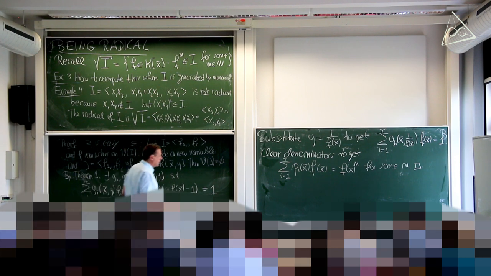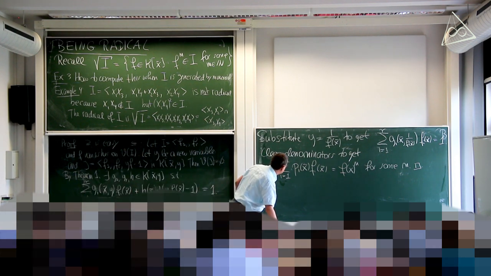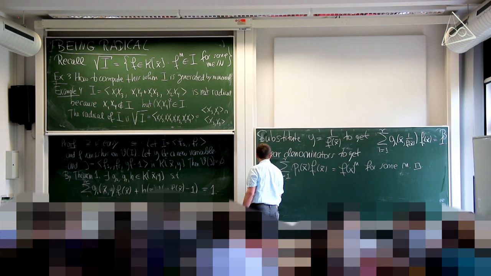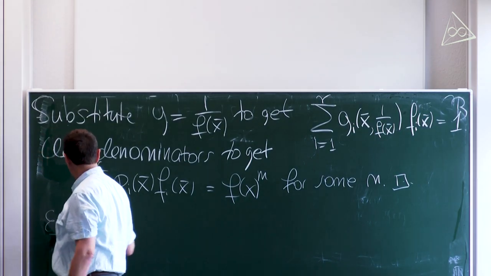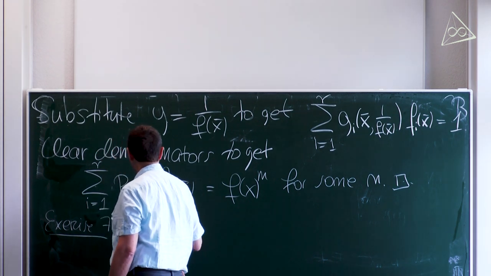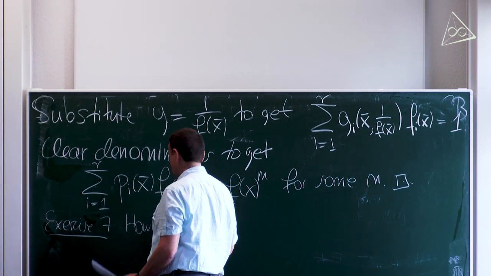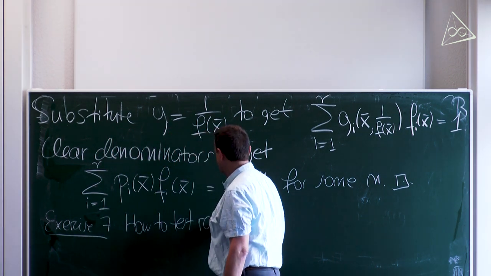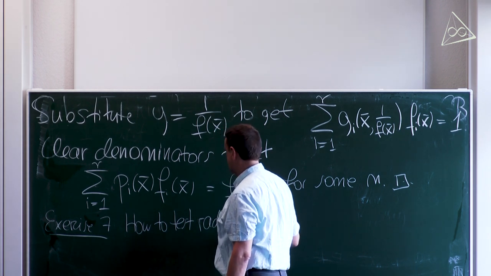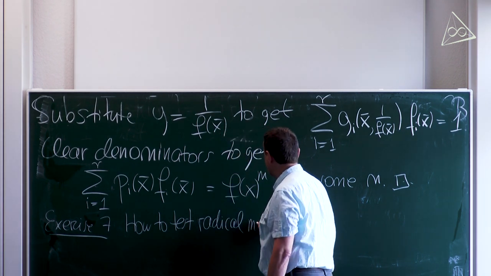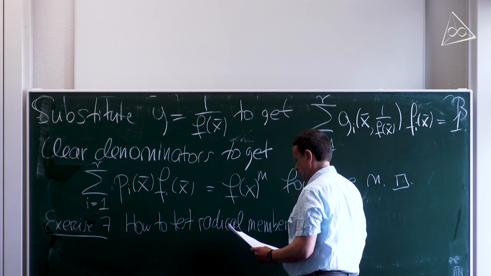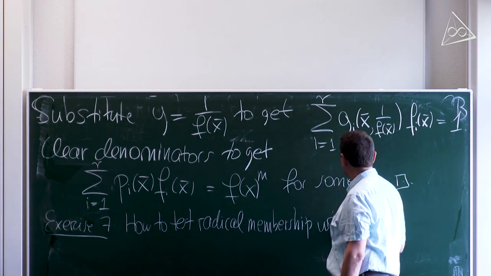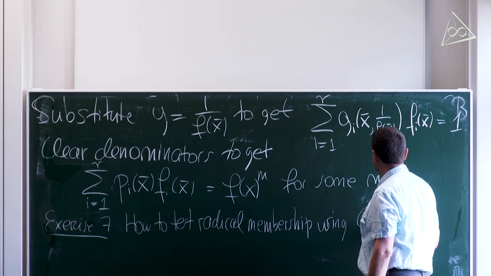Okay. Now, an exercise is how to test membership in the radical. So to test your understanding of this argument, you can now check how to test radical membership using Gröbner bases.